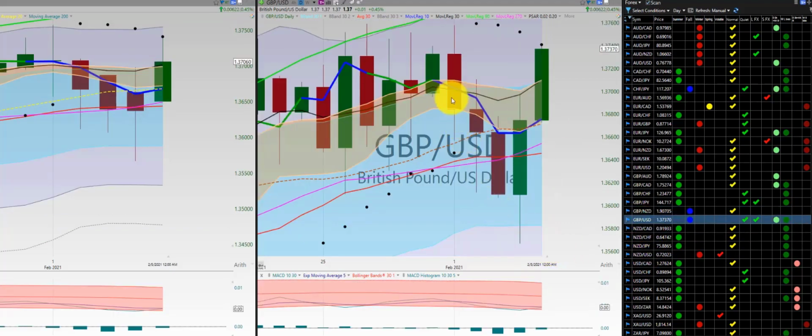British pound, US dollar, beautiful 1-2-3 punch out. I did not take this long here because the Heikin Ashi body was below the RL10 when it printed and right on the RL10, so I couldn't tell whether or not it was a red or a green at that point, so I did not stick with that particular trade.